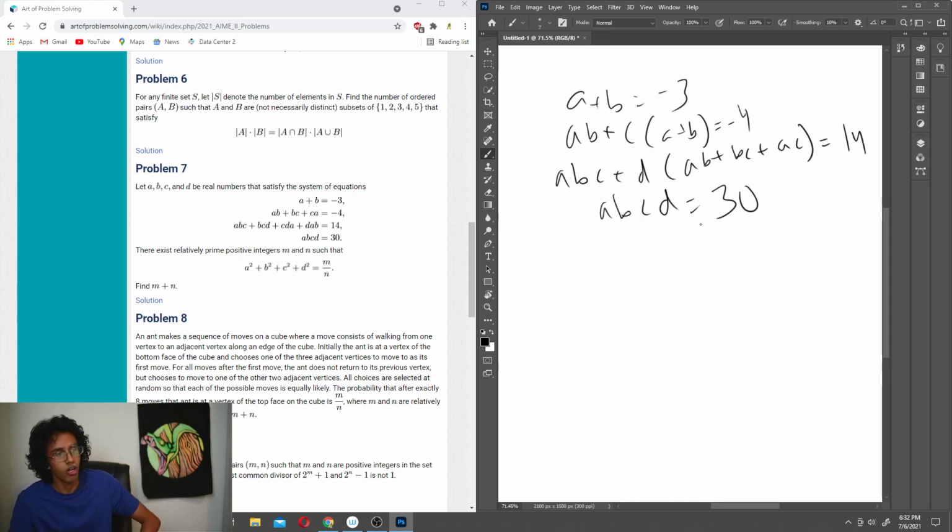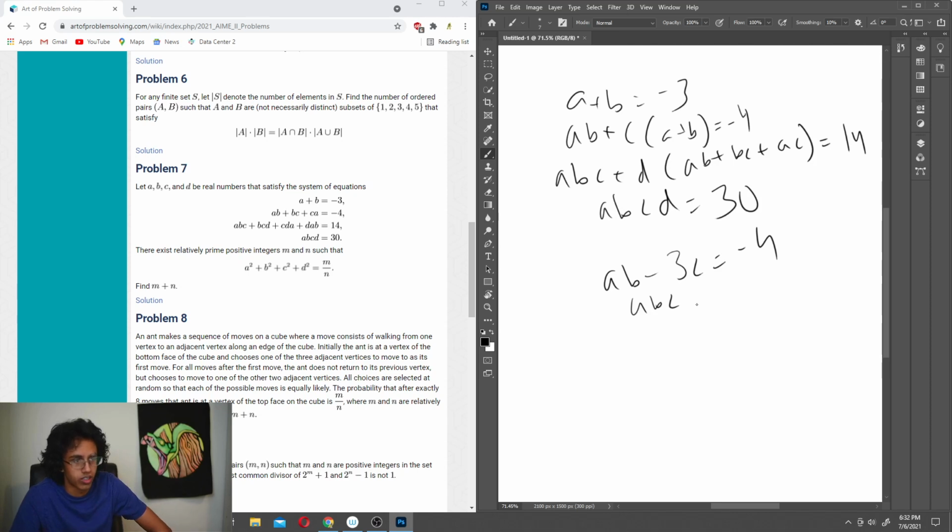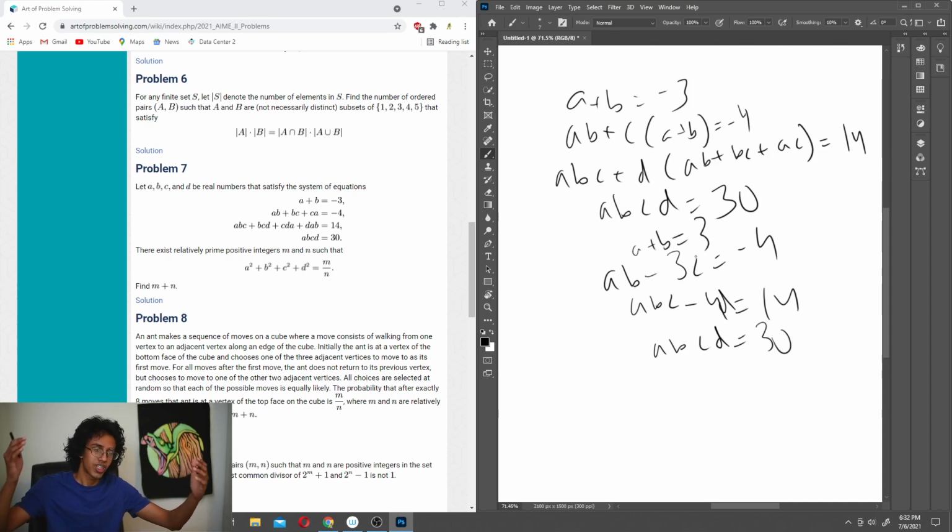Nice. Alright, so what do we got? What can we even do with this stuff? Well, let's just try plugging it in and see if that helps at all. So we get AB minus 3C is equal to negative 4. We get ABC minus 4D is equal to 14. And we have ABCD, or 4D, is equal to 30. And A plus B is equal to negative 3. So what can we do with that? I don't even know what we're supposed to do with that. Can we subtract and factor or something? Maybe. No, that won't really help. Well, it seems pretty close.